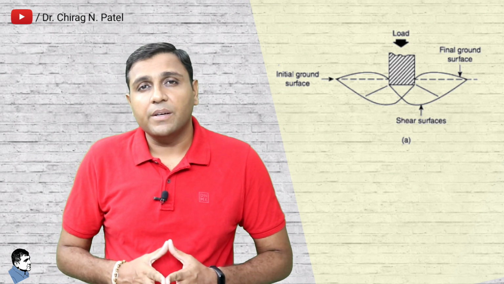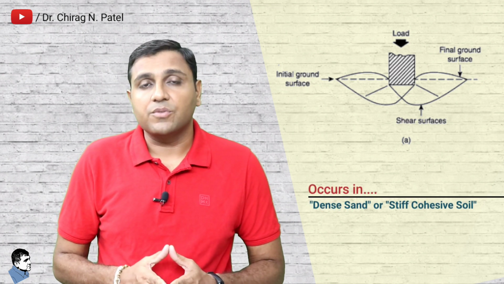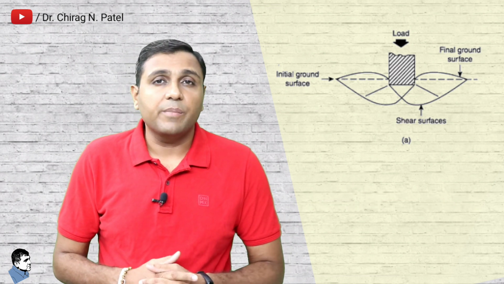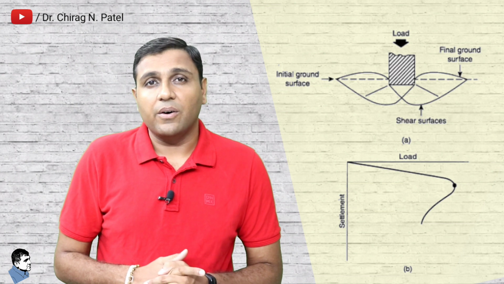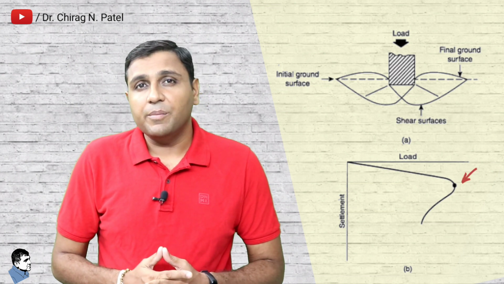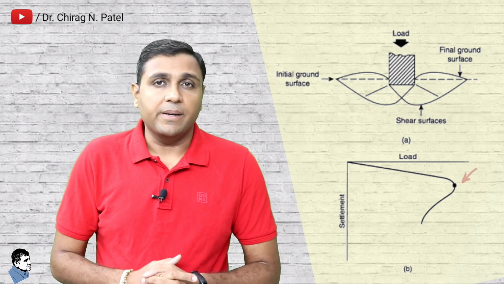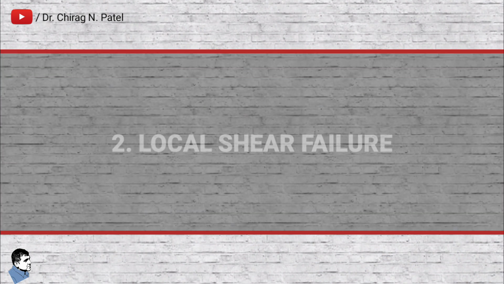This type of failure occurs in case of dense sand or a stiff cohesive soil. The load settlement diagram is similar to the stress strain curve for dense sand or over-consolidated clay, and we can define the ultimate failure load very clearly.